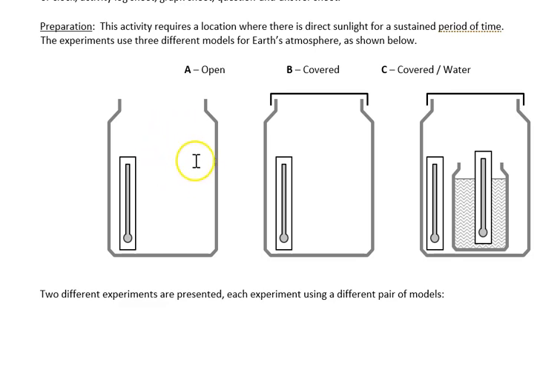jars. So this jar is just an empty jar with the thermometer in it. This one is the jar with the thermometer in it, the same type of thermometer. You do all 3 at the same time. This time it's covered. That covering is going to mimic carbon dioxide in the atmosphere. The third one has 2 thermometers. One is of the air temperature, one is of the water temperature.